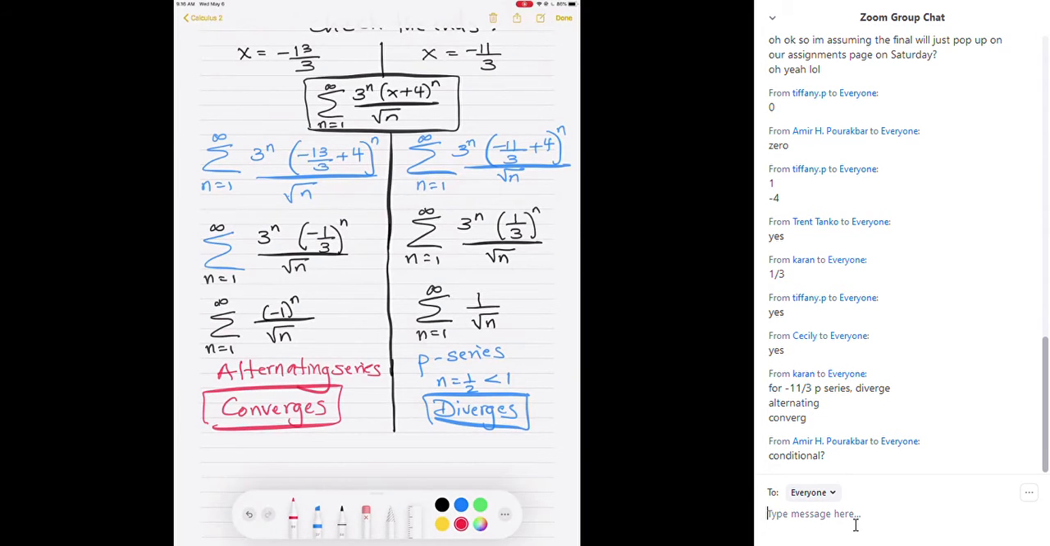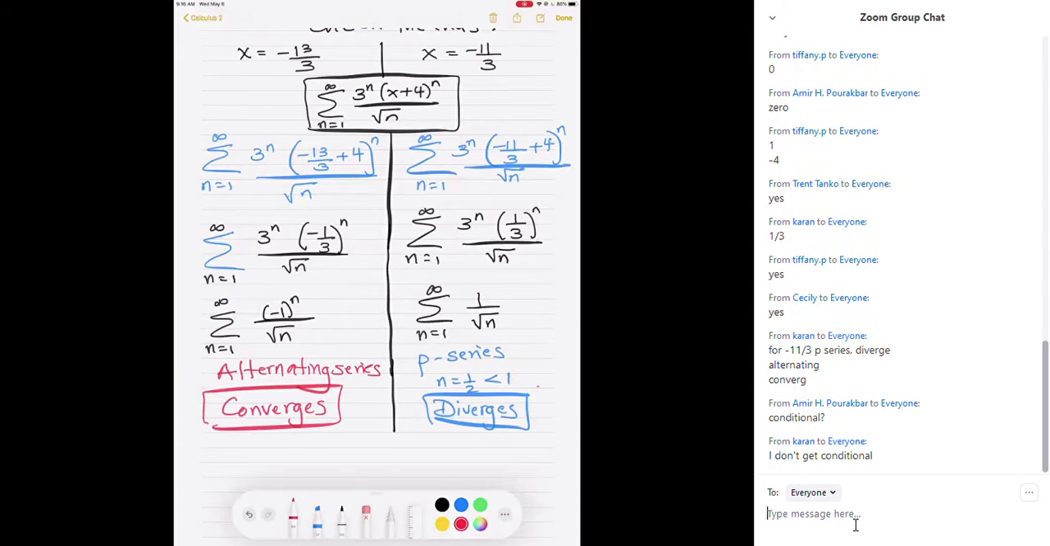Yes, Amir, it is conditional convergence. Yes. That was the part I was going to touch upon again on Monday. Yes, it is conditional because if you take its absolute values, then it diverges. But if you take it as an alternating series, it converges. So yes, it converges with the condition on it. And Karan, I'm trying to address that.